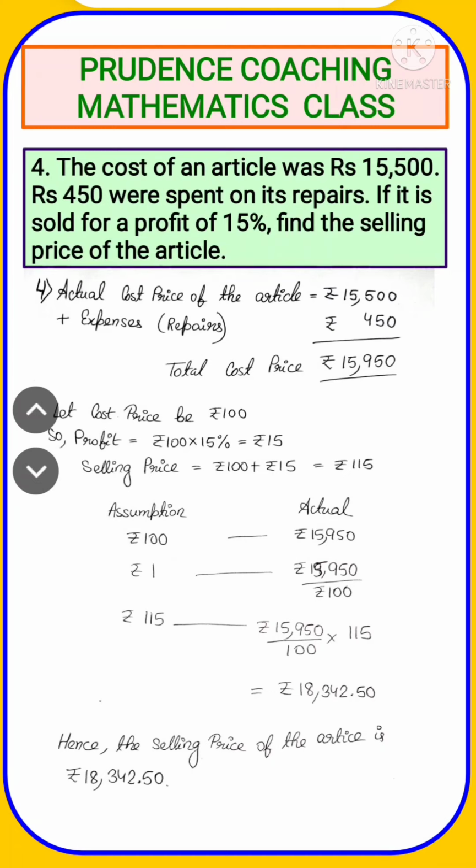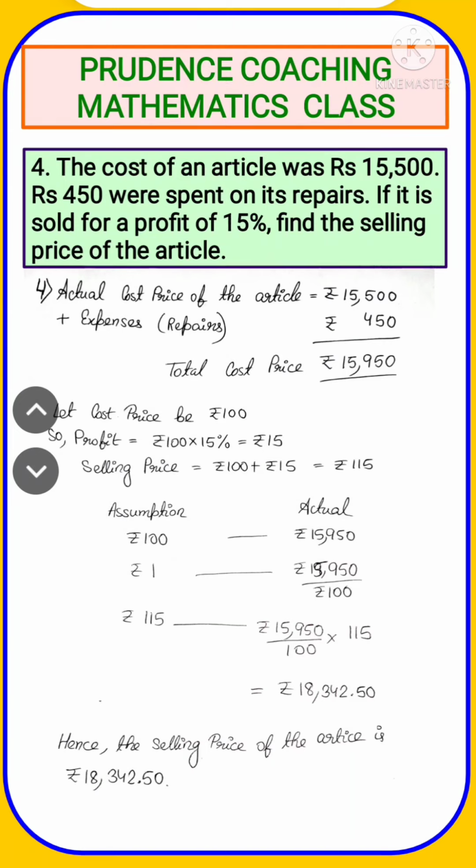Now, as I have already said in the previous video, whenever we will deal with profit and loss sums, you need to do one thing, that is we need to assume the CP as rupees 100. Whatever the case is, we need to assume the cost price to be 100 when we are dealing with cost price, loss, profit and SP.